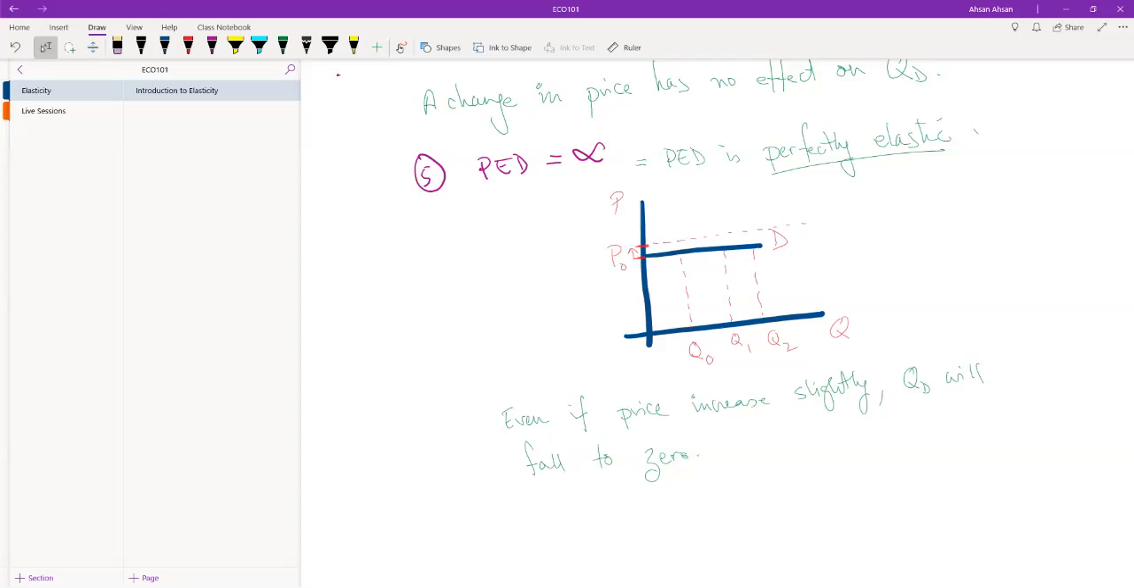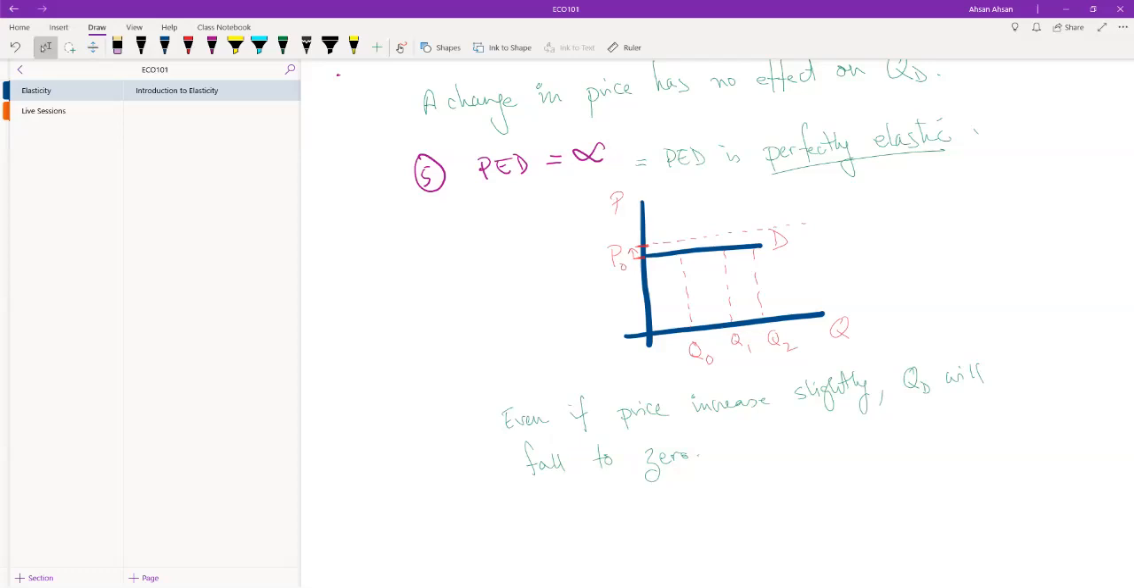If one of them tries to sell carrots even at a slightly higher price level, if he tries to charge 31 taka per kg, what happens? No one is going to buy carrots from him. You just go to the other guy and buy the carrots from him. So he can't afford to increase his price even a little. If he does that, his demand will fall to zero. So that is an example of a perfectly elastic demand.